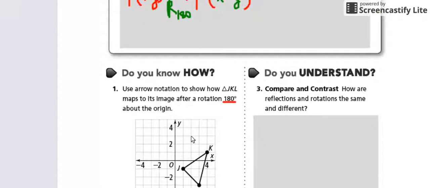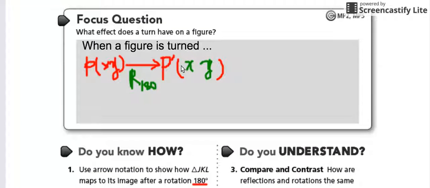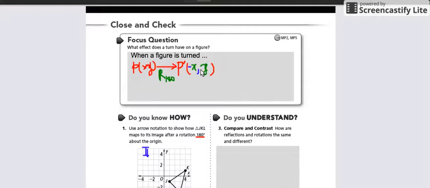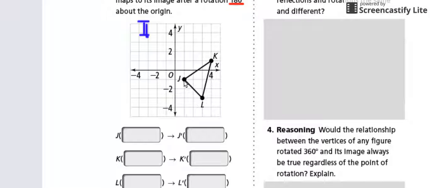Depending on the quadrant. So if I was in quadrant 4, but now I'm in quadrant 2, right? I'm in quadrant 2. So what are my signs? Negative, positive. So now go to your rule. All your x's are negative and your y stays positive. So let's go here. Guys, where's J at? J is at 1, negative 1.